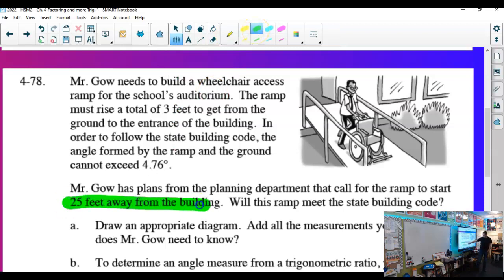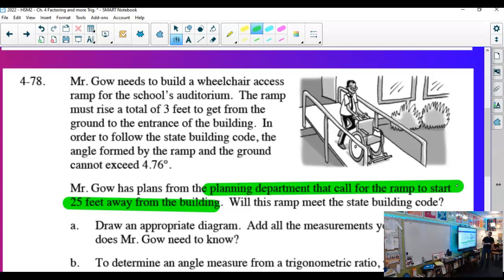So I want you guys, the planning department says the ramp should be 25 feet away, like it starts at 25 feet away. It needs to have a rise of 3 feet, and to be by code, it cannot exceed, so it could be equal to, right? Cannot exceed. Go ahead and try that out. See what you think we would do.